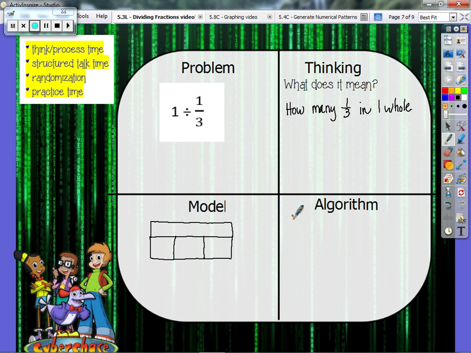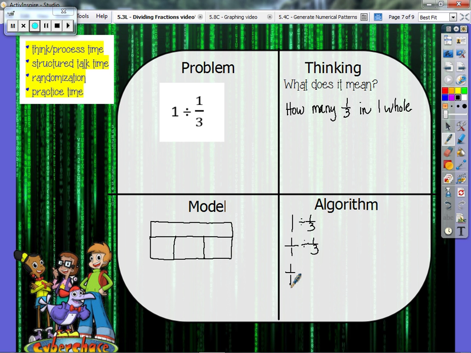And we would set it up, okay, 1 divided by 1/3. They would know that the first step would be to make your whole number into a fraction, and we do that by putting 1 as a denominator. Divide that by 1/3. And then they can either use the common denominator if they choose to, or they can do the KCF. And most of the time the students will use KCF because it's easier for them. So we're going to use that.